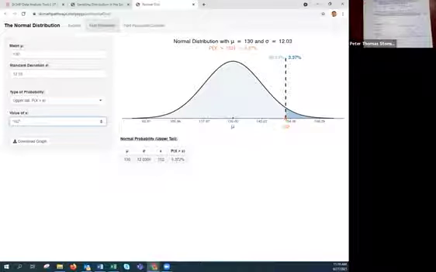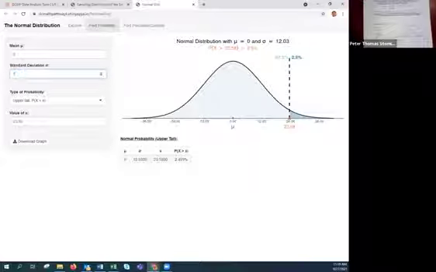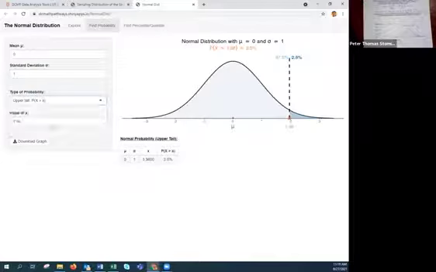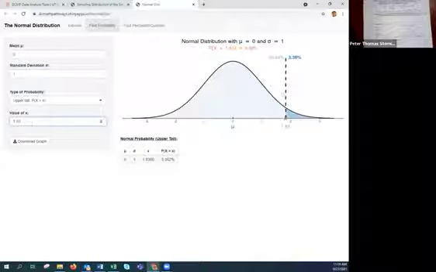Or you could say, I want to find the probability of being above 1.83 in a standard normal distribution where the mean is 0 and the standard deviation is 1. I want the upper tail and I want it to be above the z-score 1.83. So it's basically the same value. Rounded, it's 3.4%, or as a decimal 0.034.